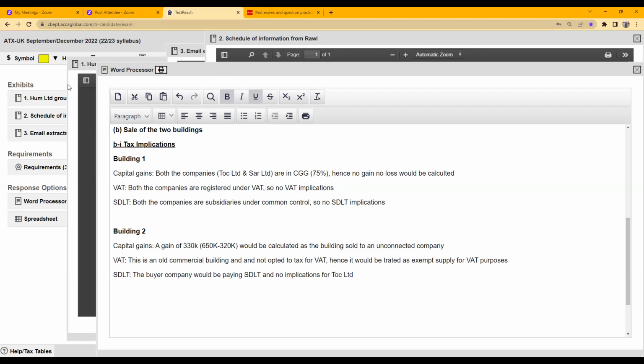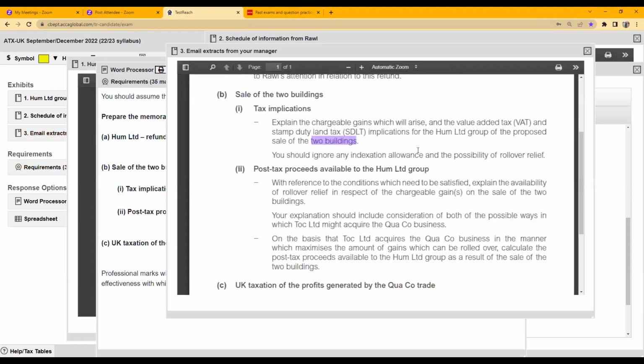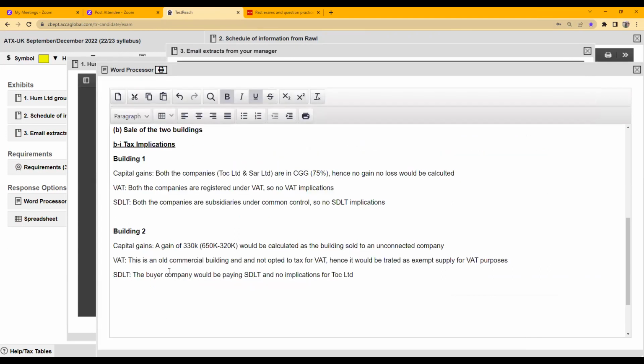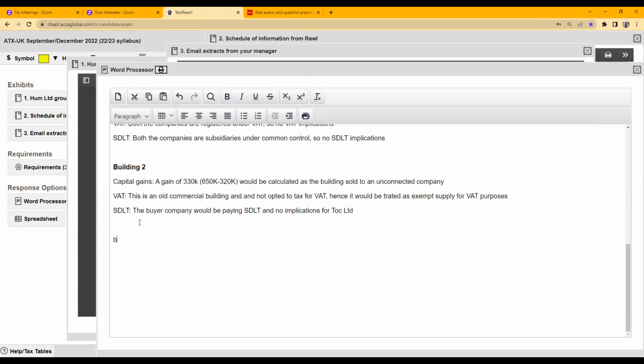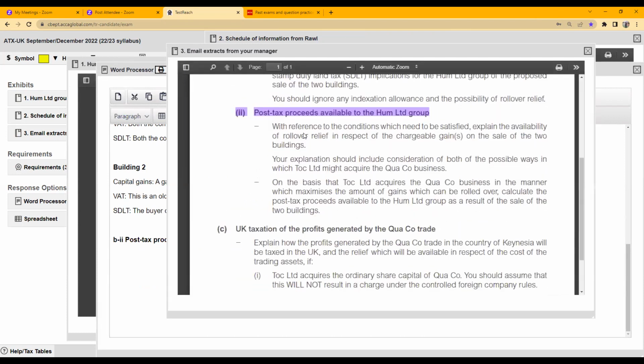So what's in the requirement B2? In B2, we are going to solve this. Read from the extract from your manager. With reference to the conditions which need to be satisfied, explain the availability of rollover relief. As I have guided you, ROR would be available on the disposal of a business asset and a purchase of a new business asset in respect of the chargeable gain on the sale of 2 buildings.